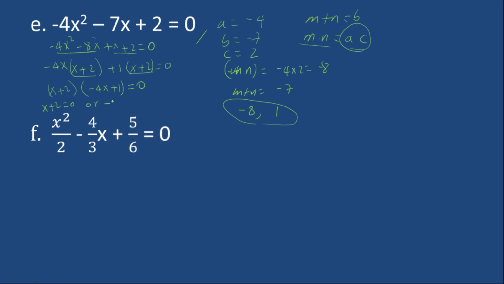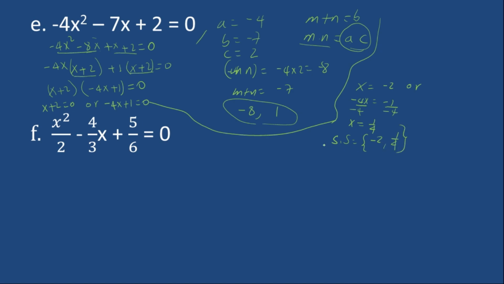minus 4x plus 1 is equal to 0. Either x is equal to minus 2, or minus 4x is equal to minus 1. Dividing by minus 4 on both sides, x is equal to 1 over 4. Our final solution set should be negative 2, comma, 1 over 4. These are the solutions for E.